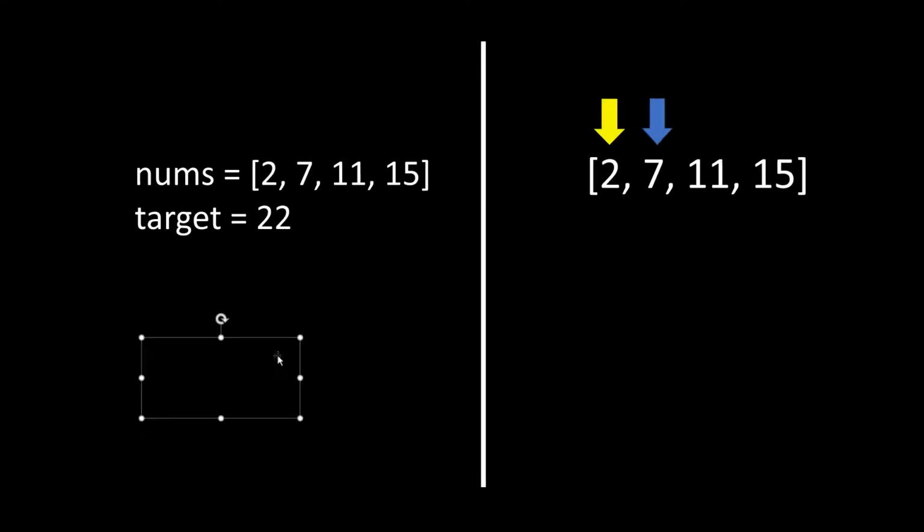We're going to have an outer for loop and an inner for loop, which is dependent on the outer for loop plus one index. And we'll talk a bit about why later. So right now we're going to be checking if 2 and 7 add up to 22. They do not, so we'll move our inner for loop an additional index over. And now we are checking if 2 and 11 add up to 22. Does not, so we move 1 over. Do 2 and 15 add up to 22?